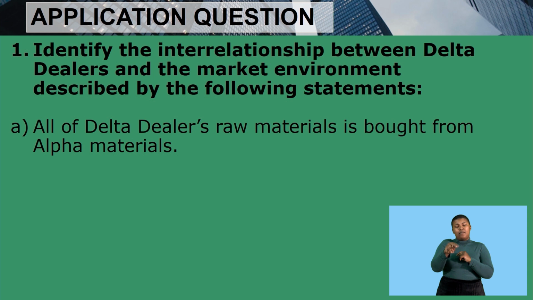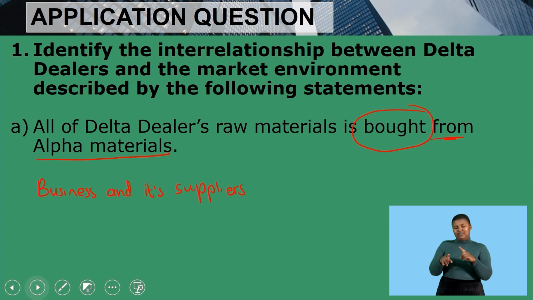So statement A: all of Delta dealers' raw materials is bought, there's a little clue, from Alpha Materials. So out of this statement, we can then conclude that Alpha Materials is a supplier to Delta dealers. So the relationship here is between the business and its supplier. This is then an example of a relationship between the business and its supplier.